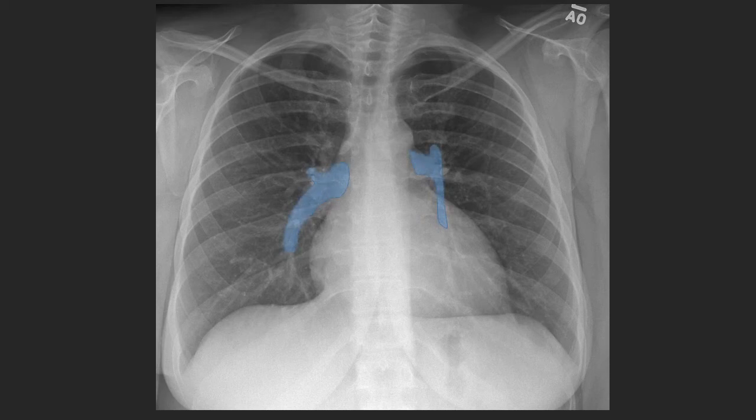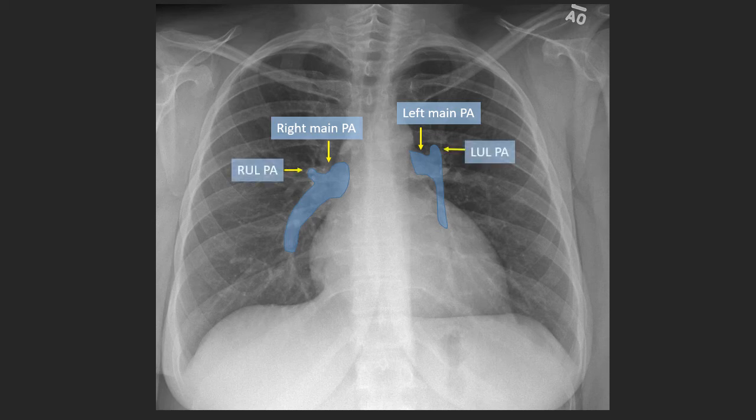So what about our hilar structures? The hilar structures that we see on the frontal radiograph are mainly composed of the pulmonary arteries. So in here we have the short main pulmonary arteries, so right and left main pulmonary arteries. These will give off a more medially located branch in the right upper lobe and left upper lobe pulmonary arteries. The right upper lobe pulmonary artery is also known as the truncus anterior.